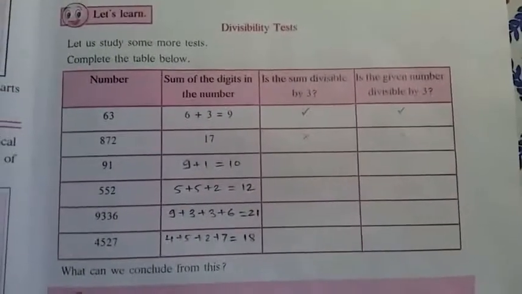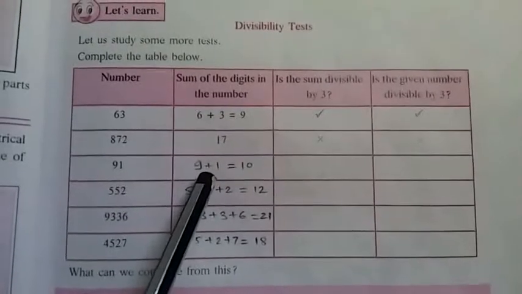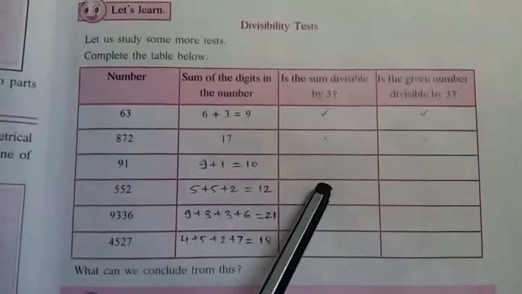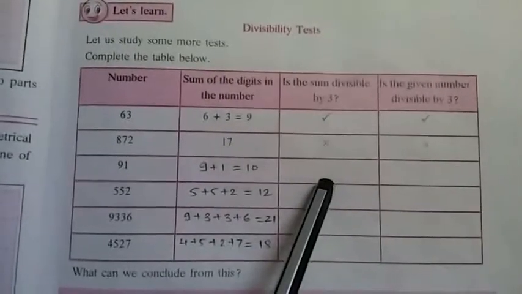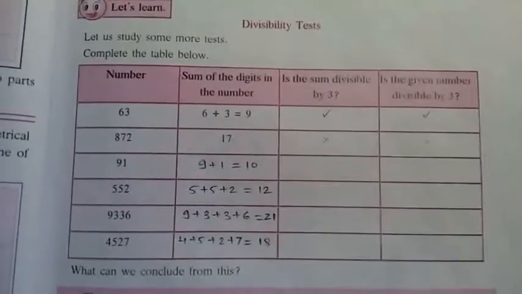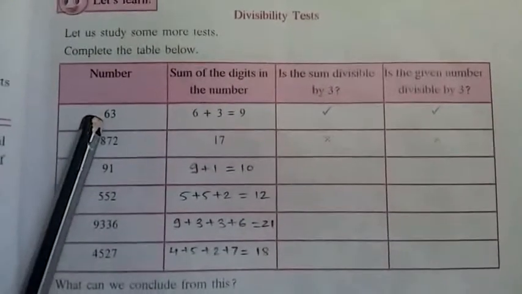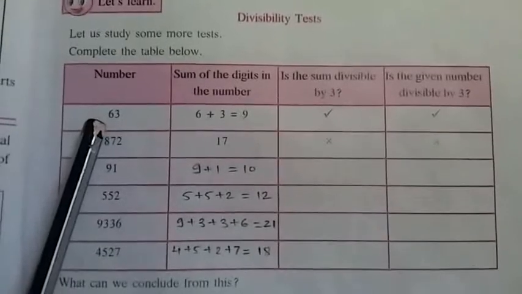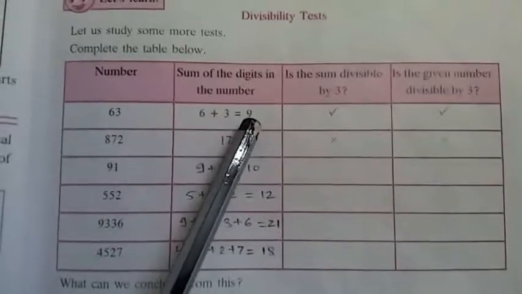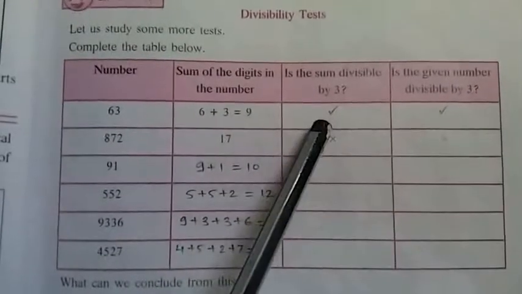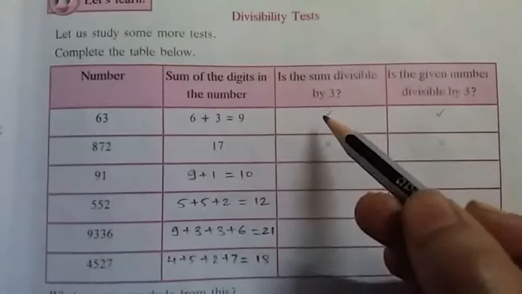Now, we will learn. See here, one table is given. Numbers, sum of the digits of the numbers. Is the sum divisible by 3 and is the given number divisible by 3. First is 63. Now do the addition of its digits. 6 plus 3, addition is 9. Now 9 is divisible by 3? Yes, then you can do here tick mark.